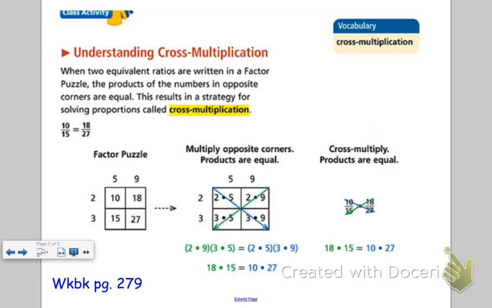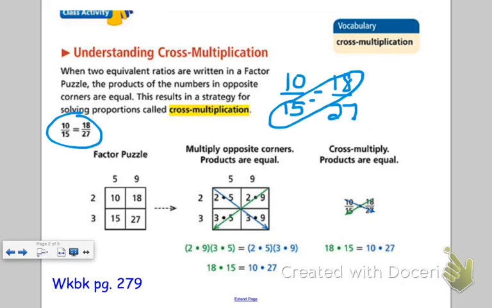Take a look at these two ratios right here. We have 10/15 and 18/27. Those are equivalent ratios. And if you were to cross multiply, you would see that they are going to be equivalent. 15 times 18 is going to be the same as 10 times 27. 10 times 27 is 270, and 15 times 18 is also 270. Those are equivalent.